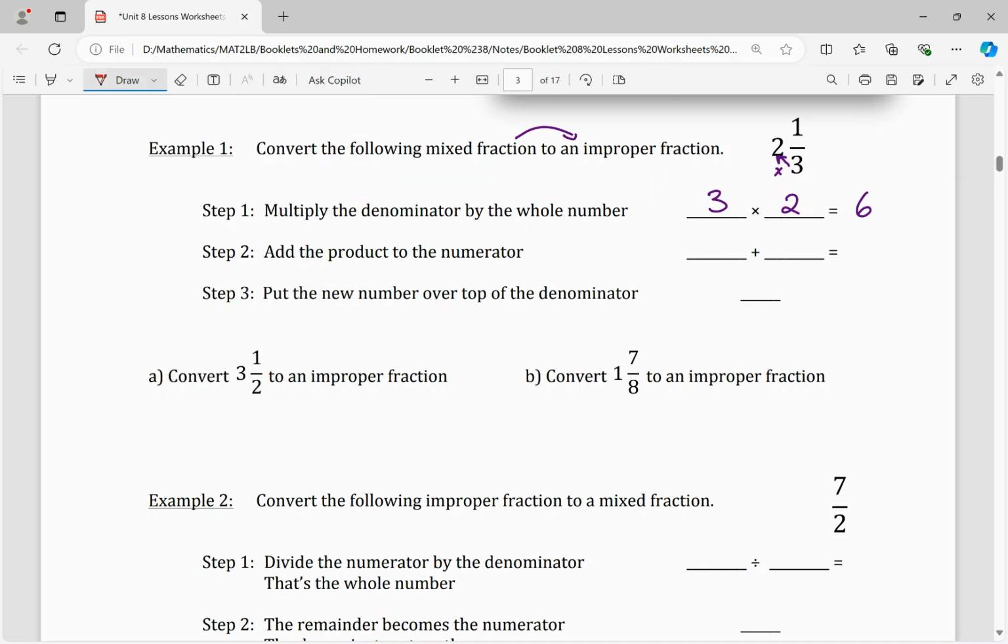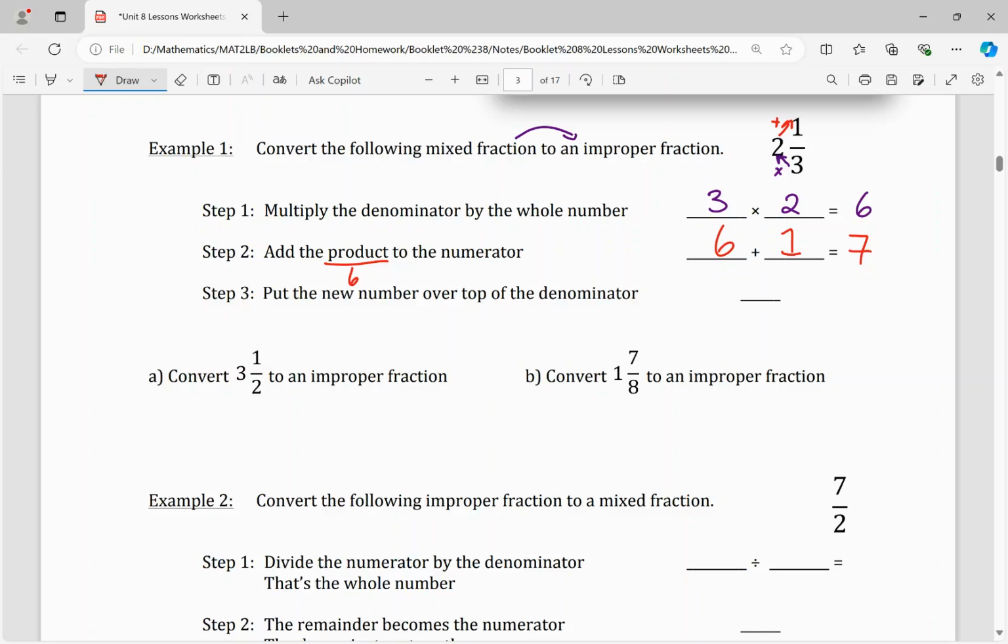Step 2 is to add the product, and when I say product, I mean the answer to step 1, right? That's 6. We're going to add the product to the numerator. So that is going to be 6 plus, and remember that the numerator is the number on top, 6 plus 1, which is 7. So I'm going to draw a little arrow here that says plus.